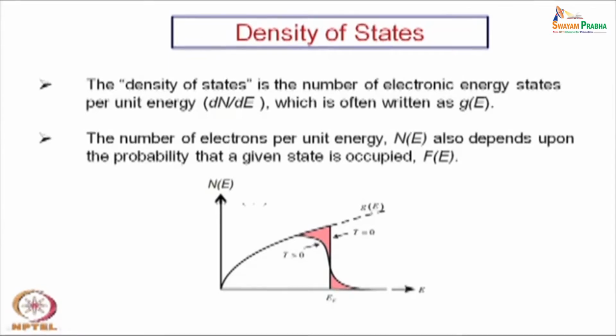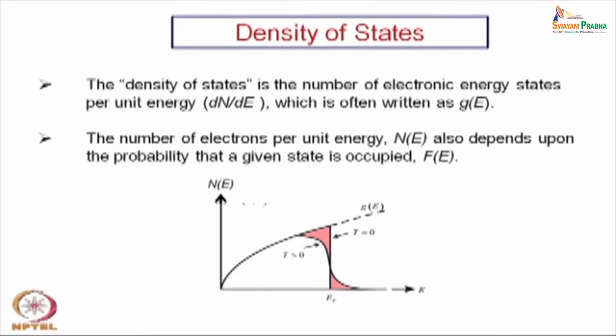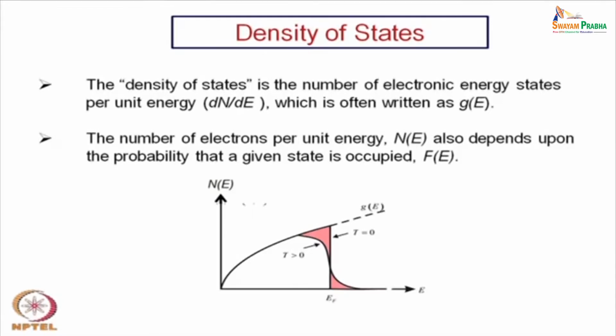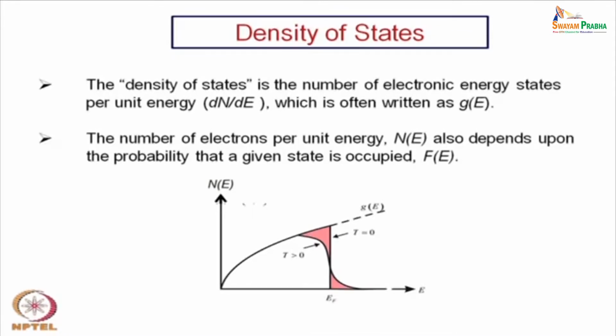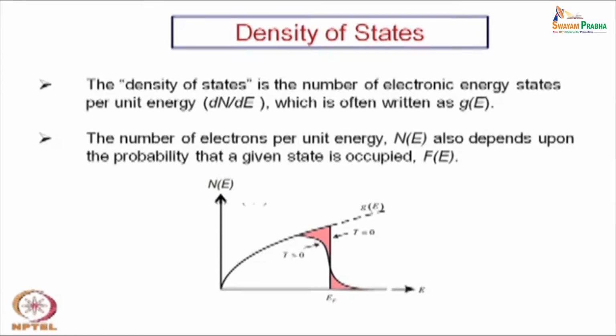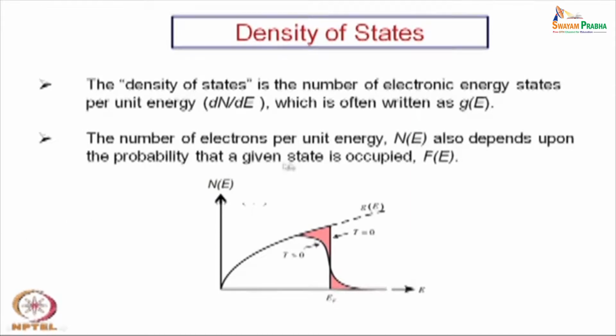Well, in addition to normal energy or energy distribution, one can also have another parameter that is known as the density of states. Now, the density of states is the number of electronic energy states per unit energy, that is the derivative dN/dE, which is often written as G(E) or sometimes N(E) also. The number of electrons per unit energy.